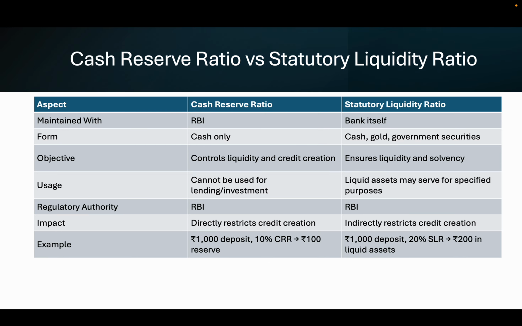Let's compare them quickly. What are CRR and SLR? So CRR is kept with the RBI in cash only and earns nothing, while SLR is kept with the bank in cash, gold, and securities and may earn some returns.